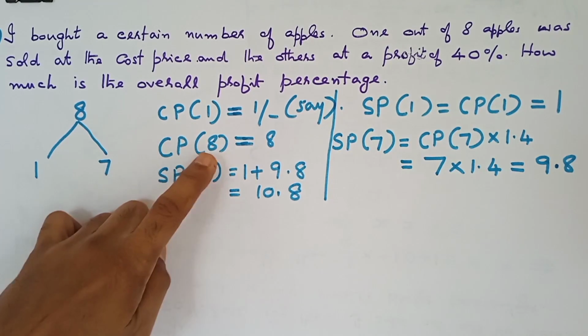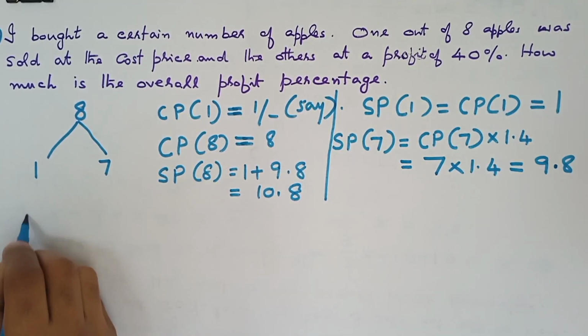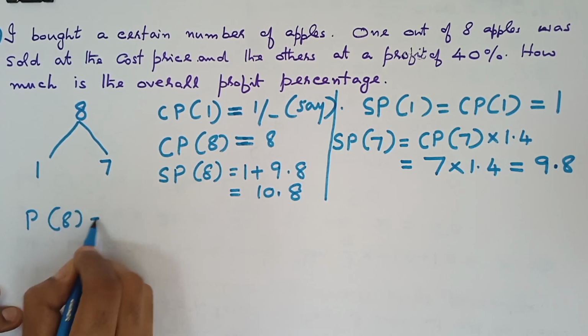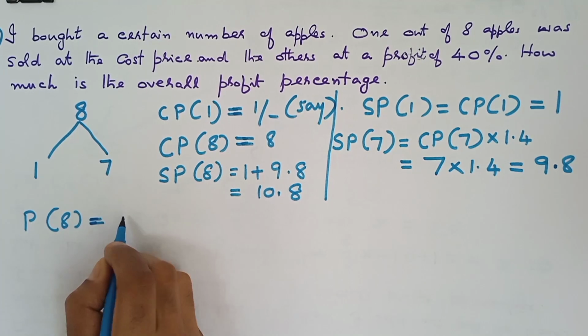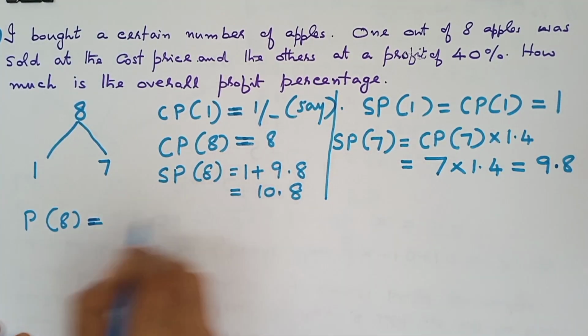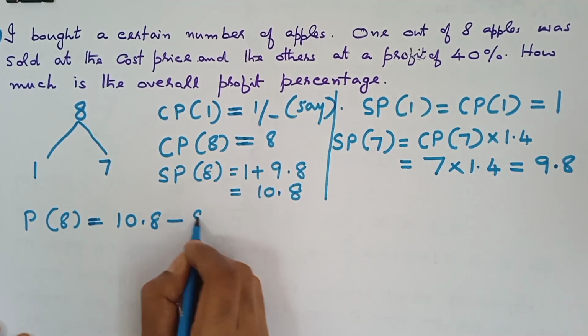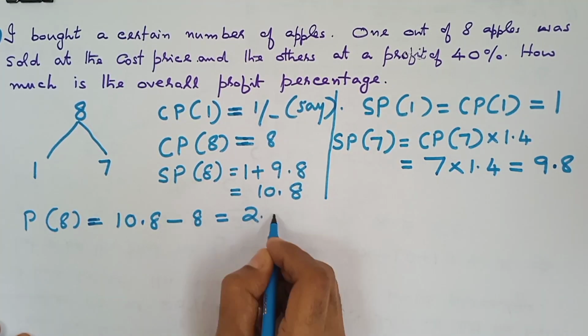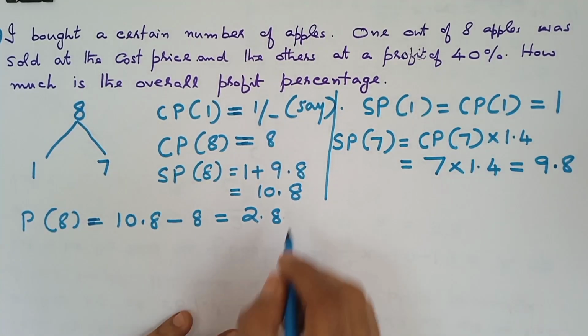So you've got CP of 8, SP of 8, same quantity. So profit, absolute profit I am talking about, on the basis of the total number being 8, of course, will be 10.8, which is the selling price, minus cost price. So this comes to 2.8. Now how do you convert that into profit percentage?